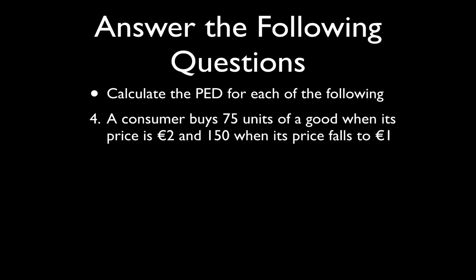Okay. Finally, a consumer buys 75 units of a good when its price is €2 and 150 when its price falls to €1. Okay, so Q2, which is 150, minus Q1, which is 75, over 75, which is Q1, multiplied by P2, which is 2, divided by 1 minus 2, which is P2 minus P1.